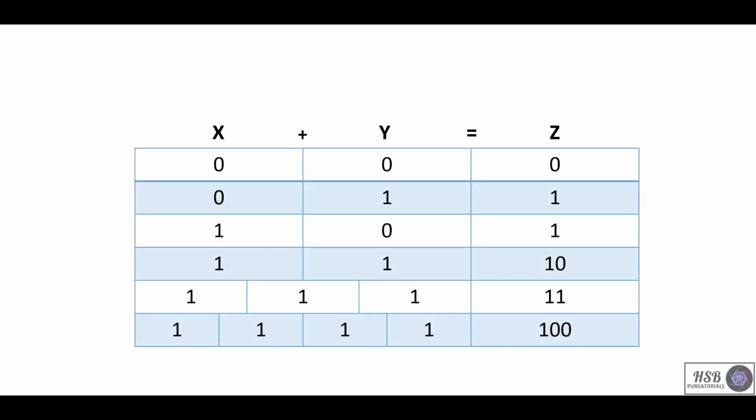Since in the binary system of numbers we only have two numbers, which are 0 and 1, in this table there are some of the possible sequences with which these two numbers can be arranged, and what they are going to be equal to. So first we have 0 plus 0, which is going to be equal to 0. Secondly, 0 plus 1, that's going to make 1. Thirdly, 1 plus 0, that's going to make 1 as well. Fourth is 1 plus 1, which is going to be equal to 10.